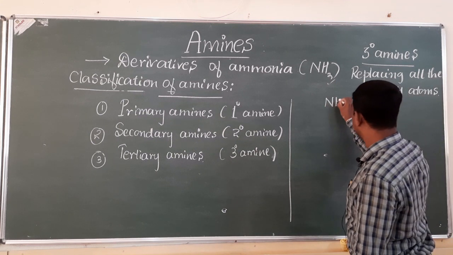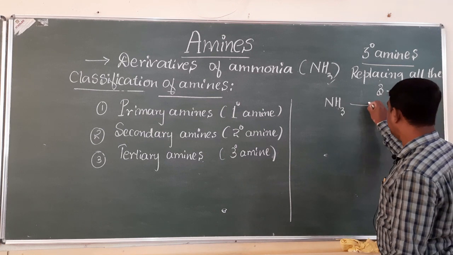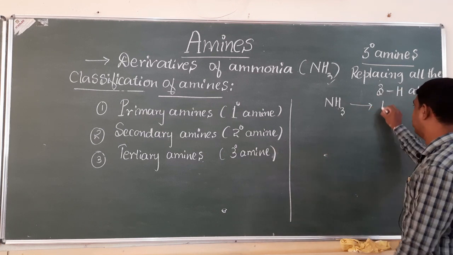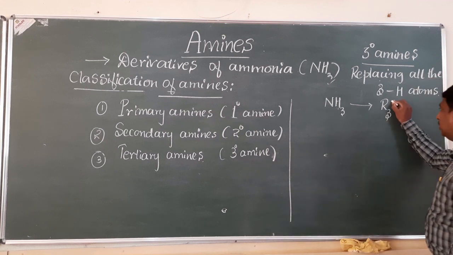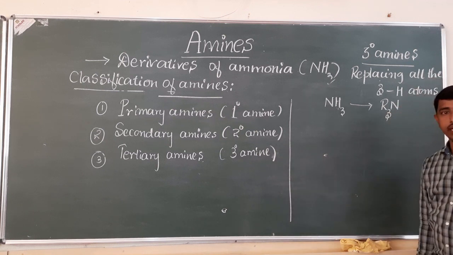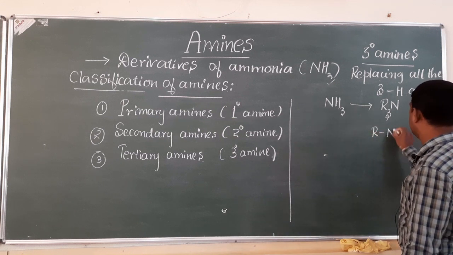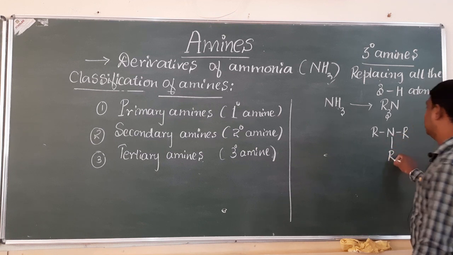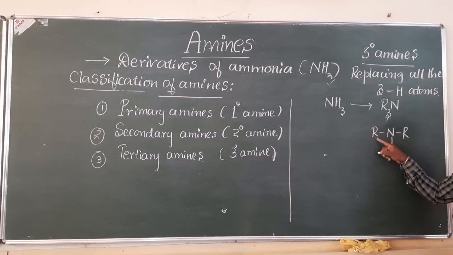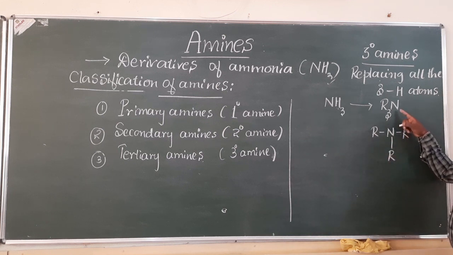So ammonia is NH3. I will replace all the 3 hydrogens by alkyl groups. If I replace them by alkyl groups, I will get R3N, or I can write it this way also: R-N with R and R. This is a tertiary amine. What is this? Tertiary amine.